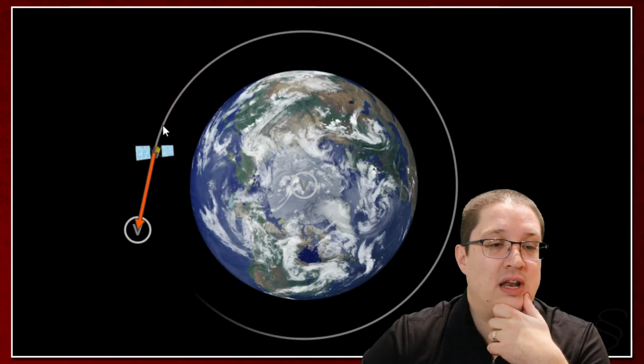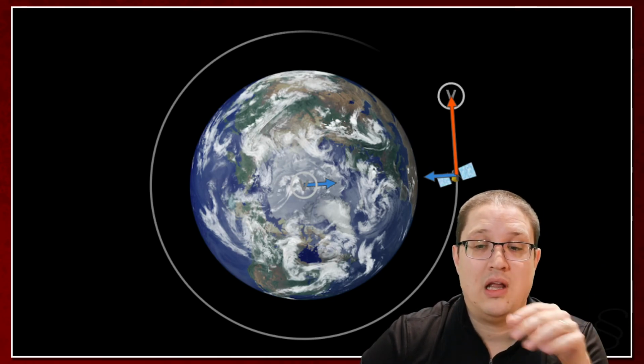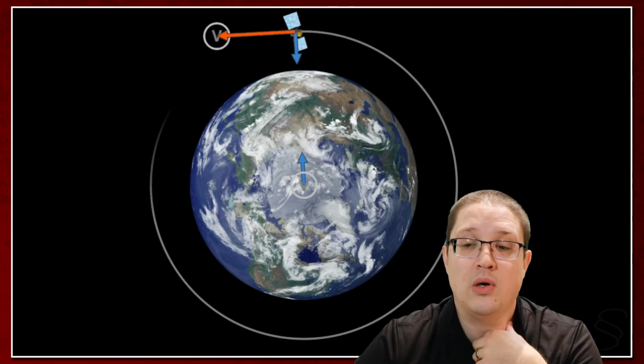So if I pause at any point here, the velocity vector is pointing in a straight line from where the satellite is. However, the force is pulling this satellite towards the center of the Earth. You can see the satellite here is being pulled towards the center of the Earth. The force and the acceleration are towards the center of this circle. So in this simple case, we can model an orbit as a circular motion problem where the force is provided by gravity.